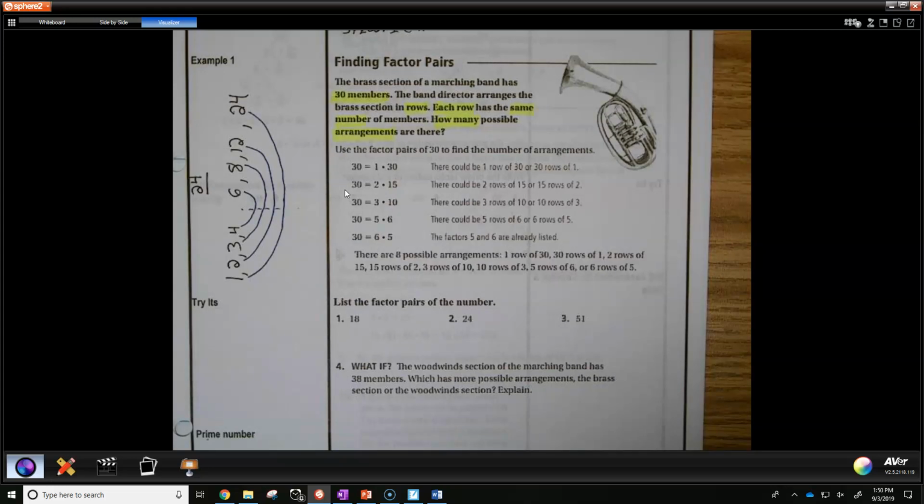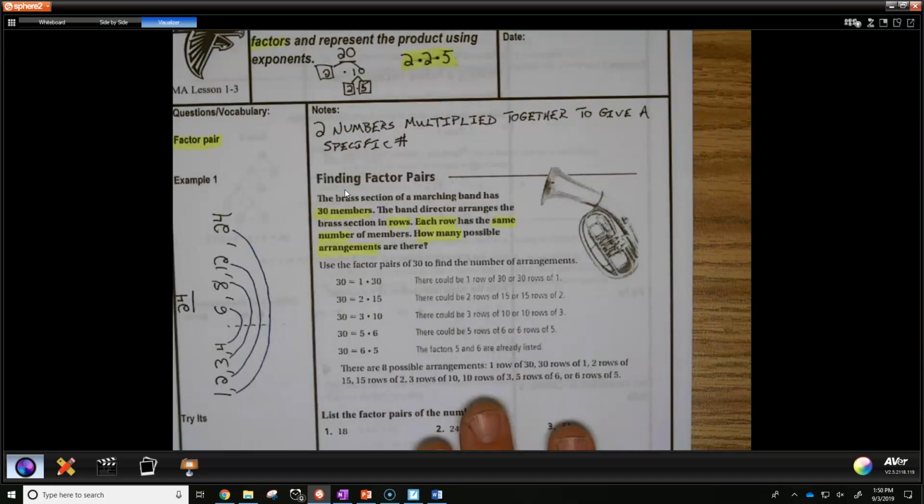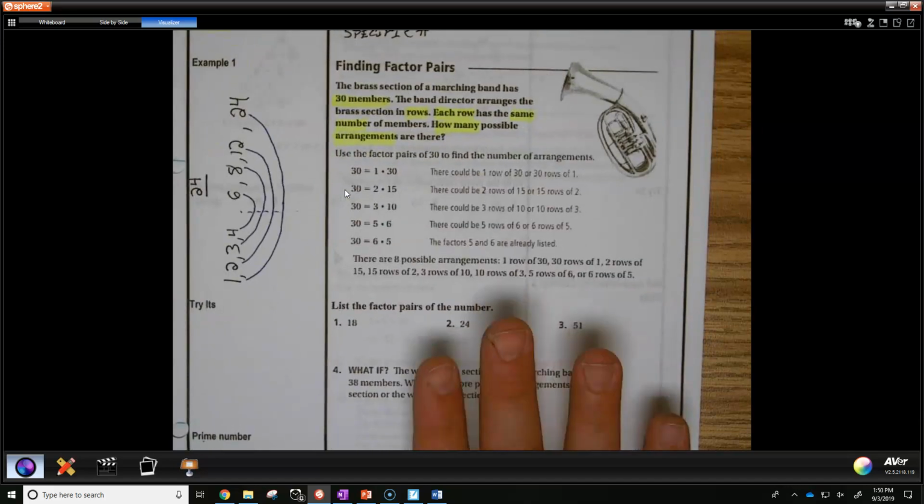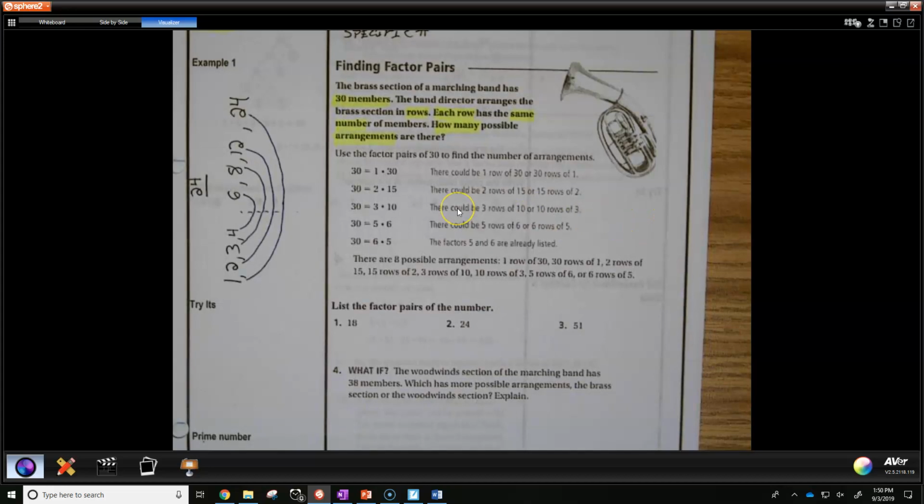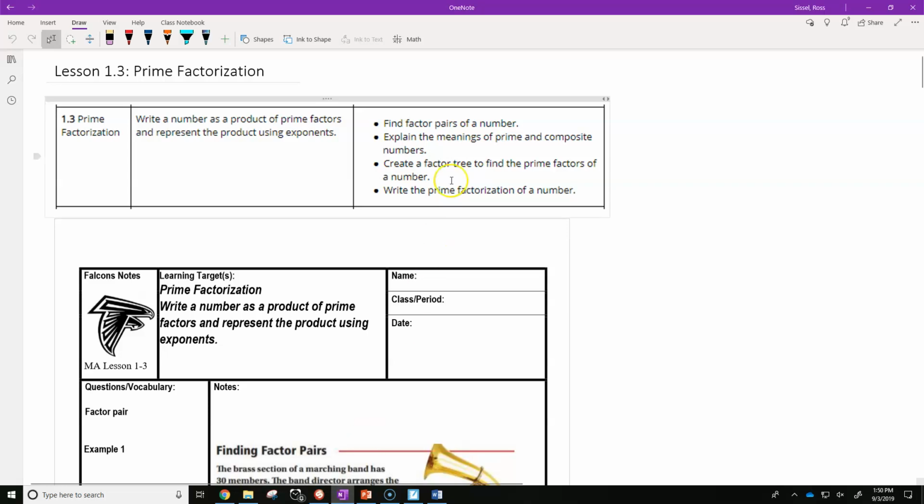Okay? The biggest takeaway I need you guys to take from that is, if I look back into my notes, oh, I don't have it on this one. Oh, it's on my OneNote. If I look back into my OneNote, that criteria, I'm going to pull it up so I can see it. My first one is find factor pairs of a number. That's our big takeaway. Can you do this? 24 and list the factor pairs of it. Can we do 54 and find the factor pairs of it? That is the biggest question. Okay? Let's move on to the next part.